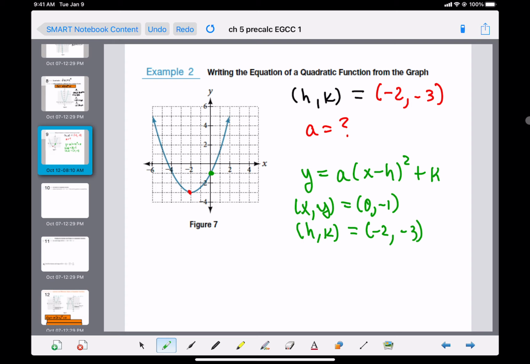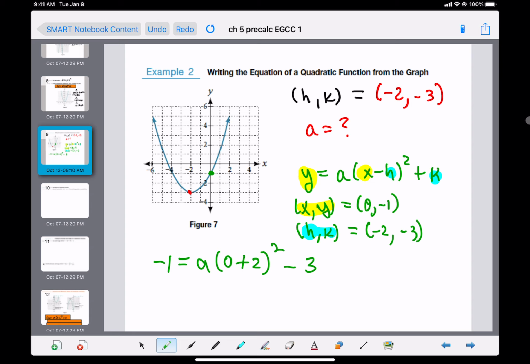Okay. Once you know an x, y on the graph and the h, k, we just have to do some quick algebra to find the a value. That's the only thing we don't know. So we're going to plug in the x and y here and here, and the h and k here and here. The only variable we'll be missing is our a value. So our y value is -1. Don't know our a. Our x is 0. Our h is -2, but there's a negative in front of it, so that's going to become +2. The h always changes. And then the k goes on the outside as is.